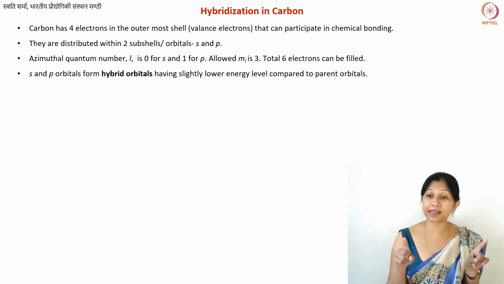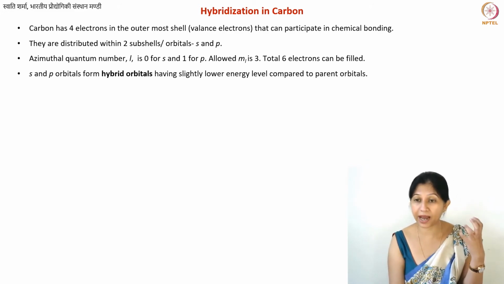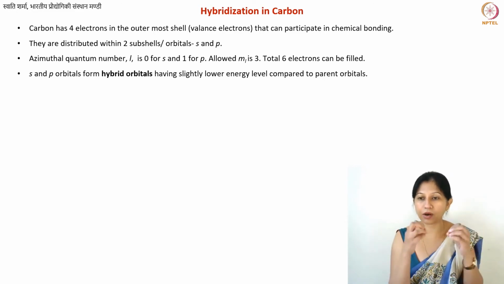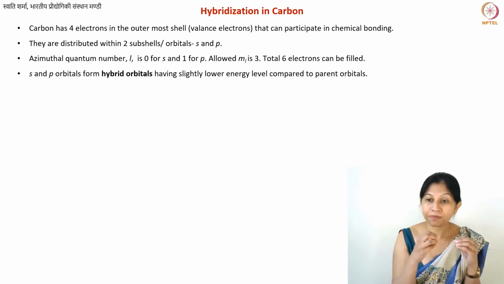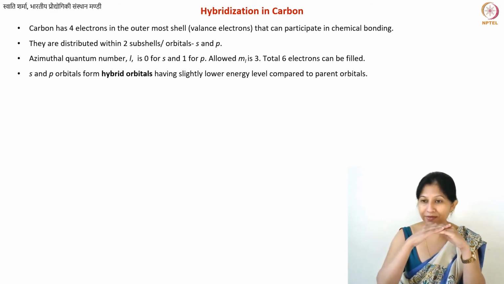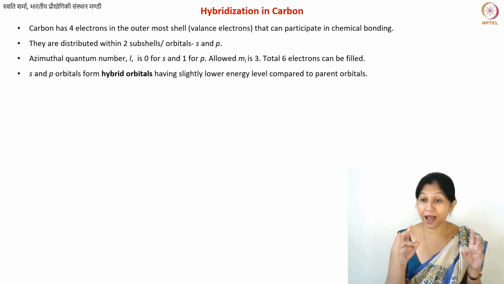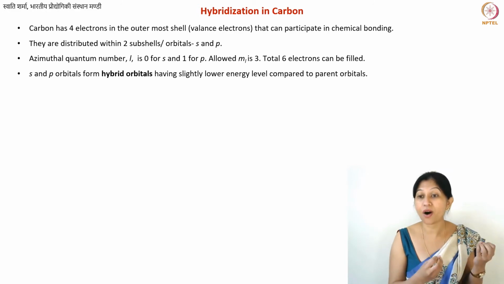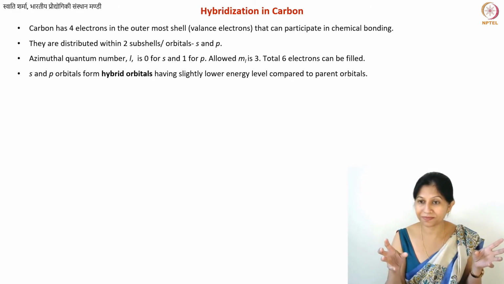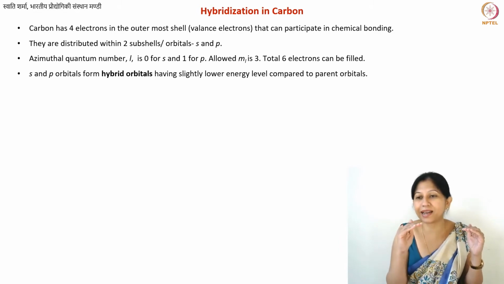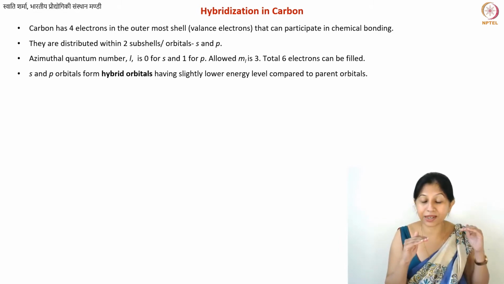Now what happens at the time of bonding? Let's say I have the carbon atom and another carbon atom comes close to it, or another heteroatom, let's say a hydrogen atom, comes close to it. At the time of bonding, the s and p orbitals of a given carbon atom merge their energy levels and form what is known as the hybrid energy level. These hybrid energy levels are what we call hybrid orbitals. Now we have the molecular orbitals formed with hybrid energy levels, and these energy levels are slightly lower than the energy level of the p orbital.